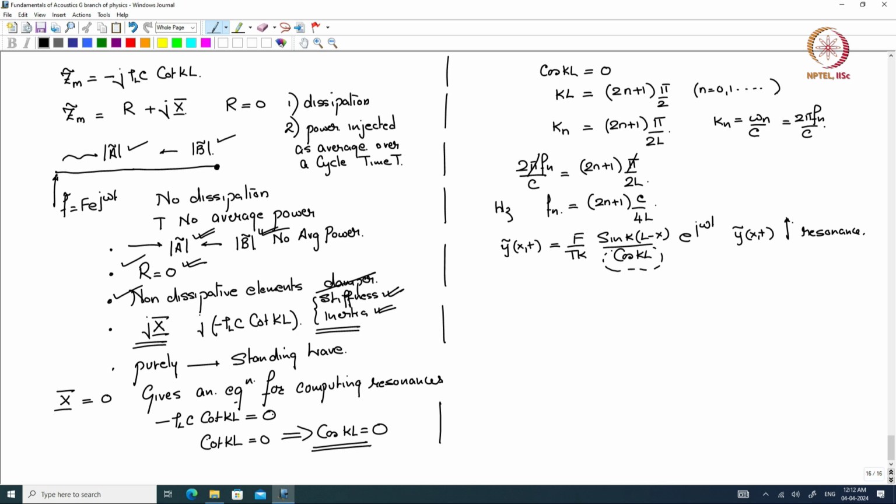Now let us look further. So now we have found that the system has resonances. That is also a consequence of there being a finite string, okay, with A amplitude being equal to B amplitude, that results in R equal to 0, which results in purely stiffness and inertial elements being present, which results in a standing wave, okay, and therefore you can have resonances. So finite systems have resonances.